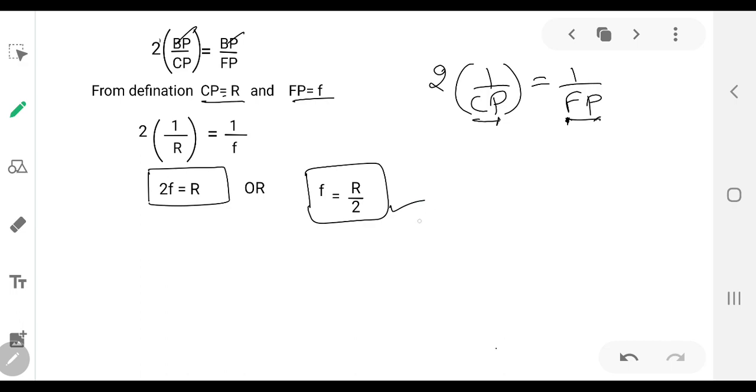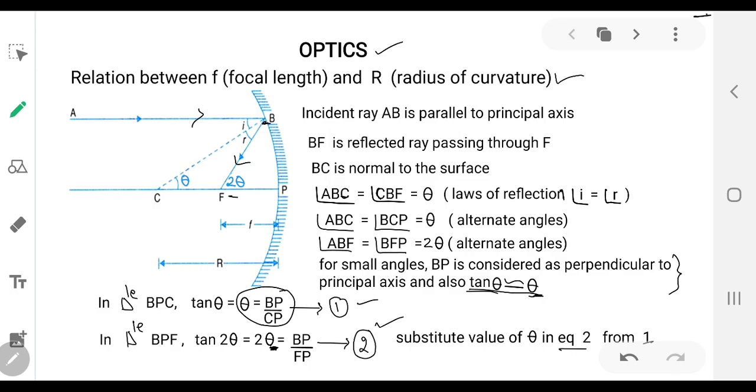Even though we are deriving this equation by using a concave mirror, this also holds good for a convex mirror. And one more point I want to tell the students: most of the students will learn the ray diagram by heart. Don't do that. Don't memorize the ray diagram as well as the derivation. Just try to remember the key points of the derivation. Automatically the remaining points you will write.